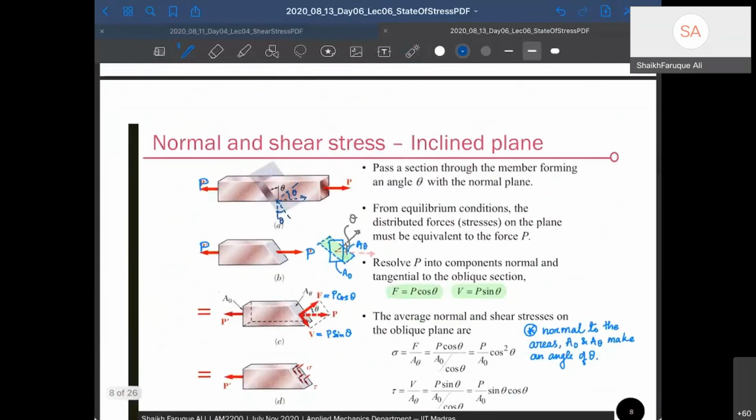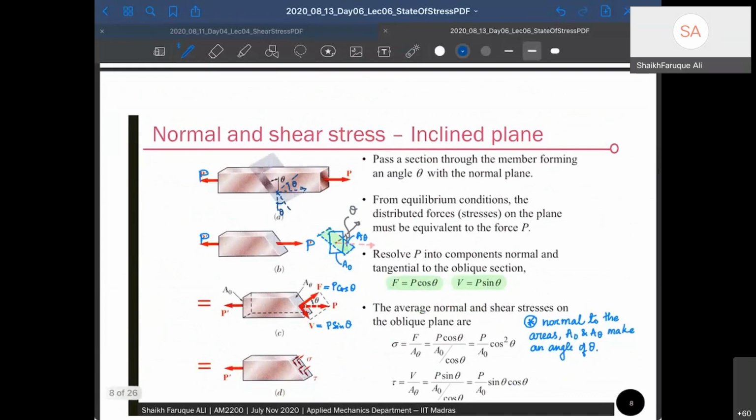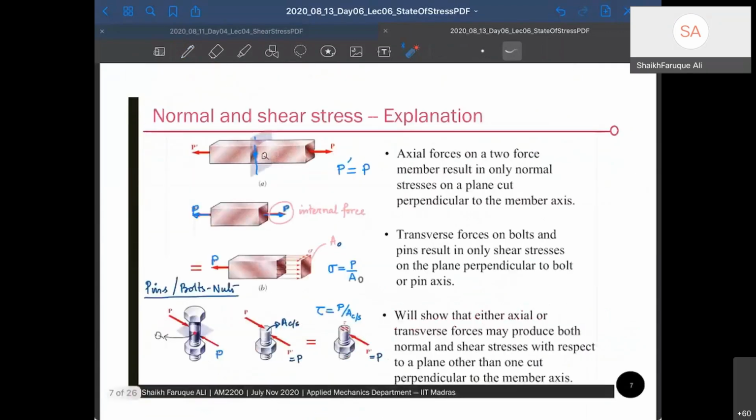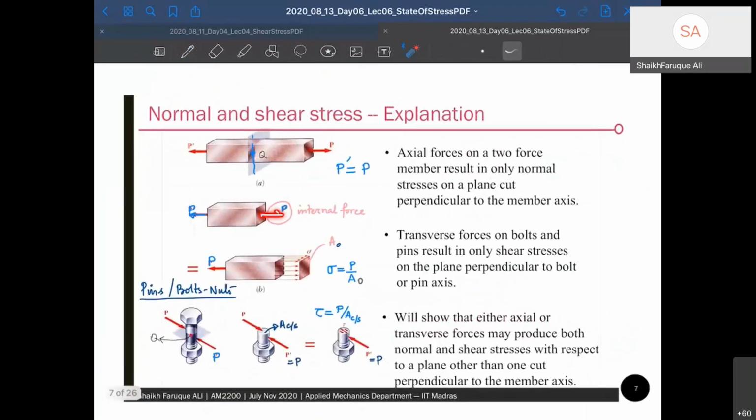Now let's look at what happens when you incline the plane on a bar member. We are looking at a bar member. We were looking at normal force. When there was no inclination in the bar member, the stress that we had was only the normal stress sigma, because the cross section is normal to the load application. So sigma xx is P by A0.